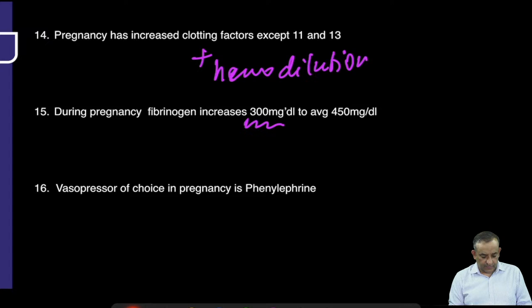Next, the vasopressor of choice in pregnancy. So what happens when you're giving a patient epidural analgesia or a spinal anesthesia? Blood pressure drops. So what drug did you used to give? Mostly ephedrine used to be given, okay, epinephrine, all these were drugs, but the best drug to be given is phenylephrine. So phenylephrine is the vasopressor of choice. That is also one MCQ which has come in your exams.